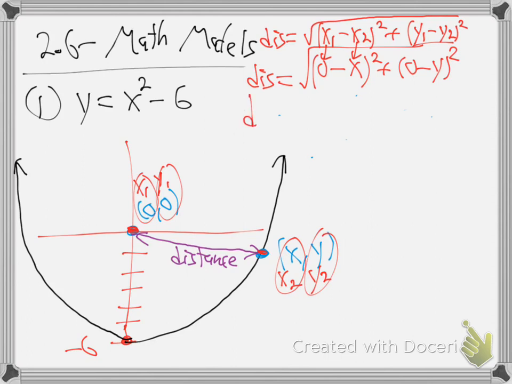Simplify that a little bit. That's just the square root of x squared plus y squared, because negative x squared is just x squared. Okay, good to there. Now that would be great, and that would be the answer, except they ask me for one more thing.